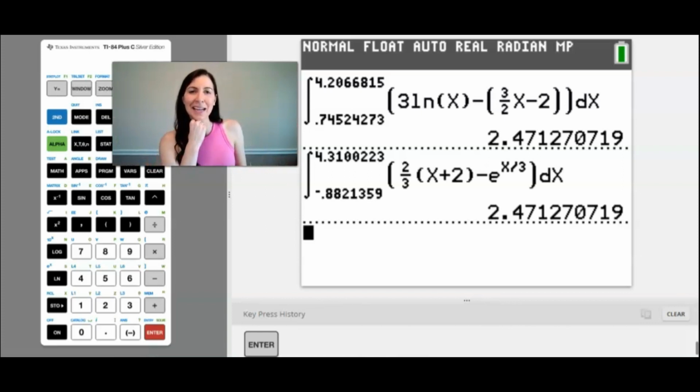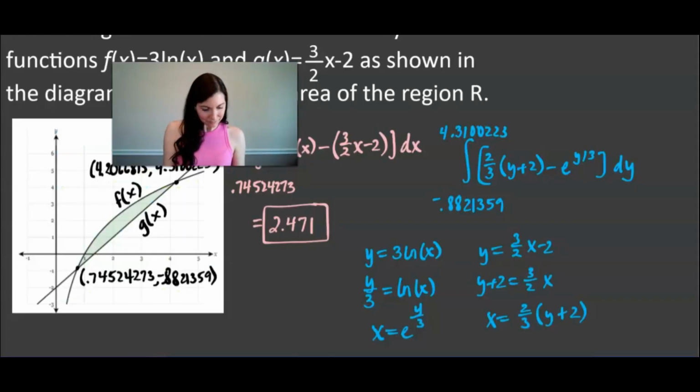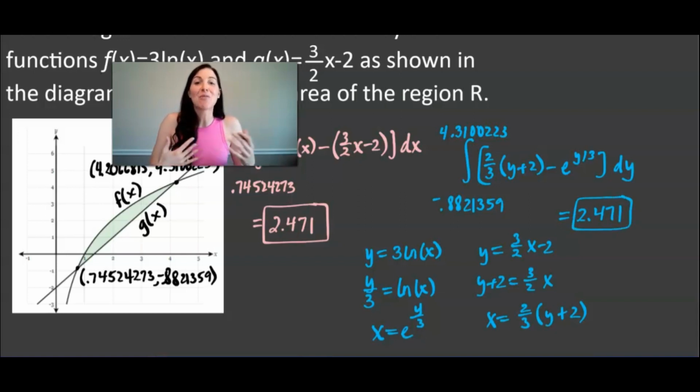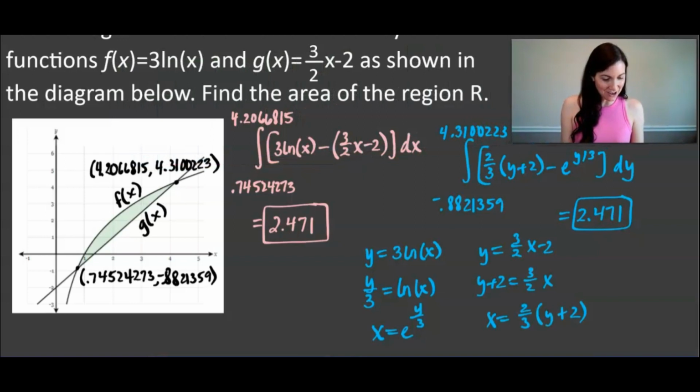Can you see how excited I am about calculus? I think this is so neat. So there we have it, 2.471. We get the same exact answer, just using a different way, writing it in terms of Y instead of X. And back over here I go. And that's it, everyone. You've stuck around to find 2 ways of solving the same problem, and we got the same exact answer both times.